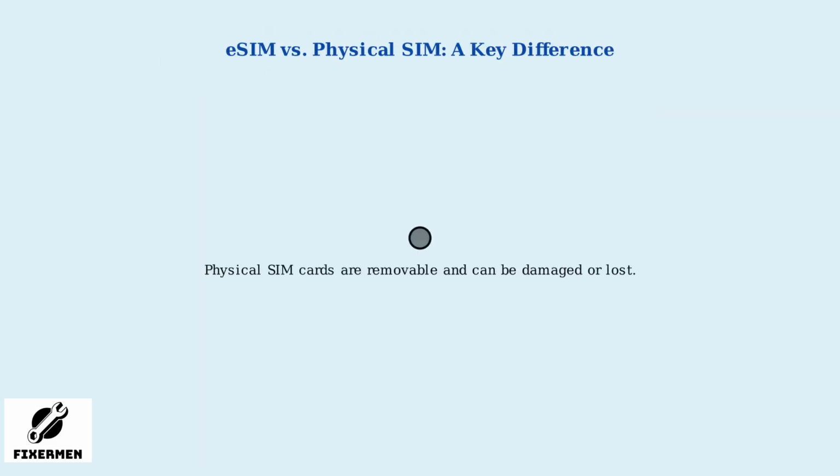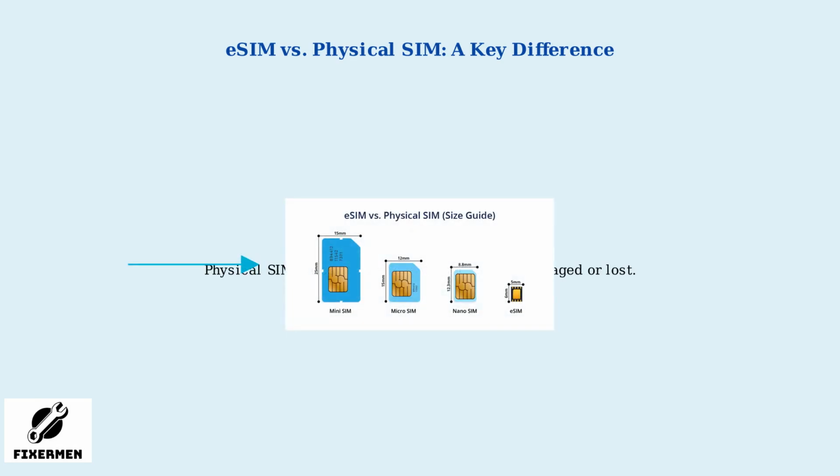eSIMs, or embedded SIMs, differ from physical SIM cards in key ways. Physical SIM cards are removable plastic chips that you insert into your phone. They can be lost, damaged, or stolen, leading to more lock issues. eSIMs are built directly into your device and work wirelessly.